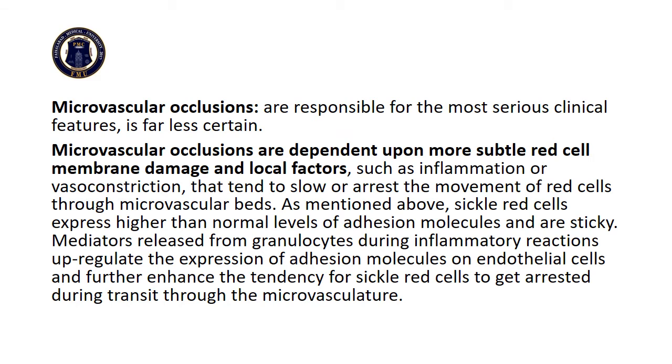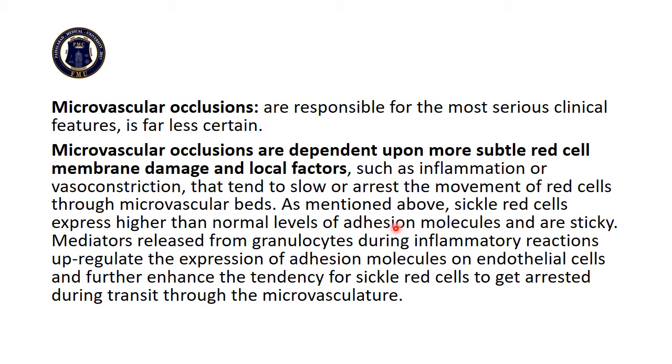The second and a very important phenomenon is microvascular occlusion. Most of the complications and clinical manifestations we see in sickle cell anemia are usually the result of microvascular occlusion. Microvascular occlusion depends upon the more subtle red cell membrane damage and local factors. Local factors include inflammation or vasoconstriction. The inflammation and vasoconstriction both will slow or arrest the movement of red cells through the microvascular bed.